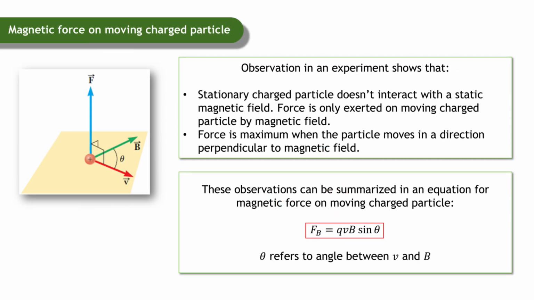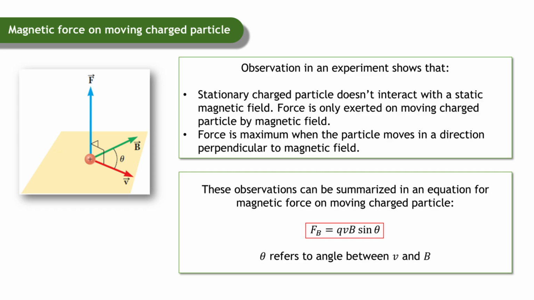We are now moving on to the magnetic force on a moving charged particle. Experimental observations show two very important things. First, a stationary charged particle does not interact with a static magnetic field. The particle must be moving to experience a force. Second, this force reaches its maximum value when the particle moves perpendicularly to the magnetic field.